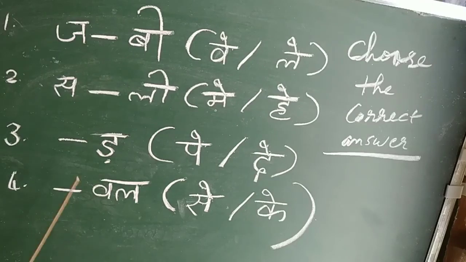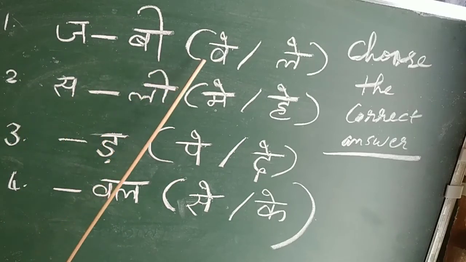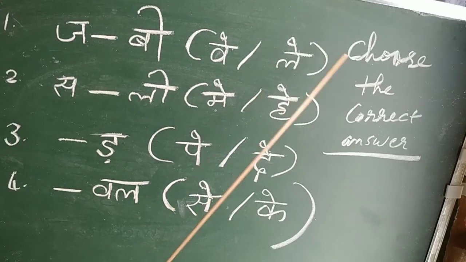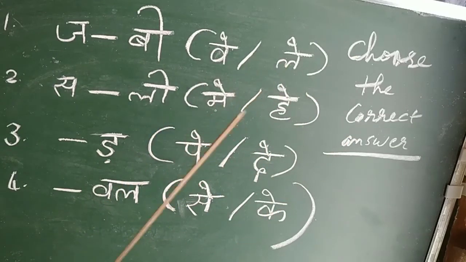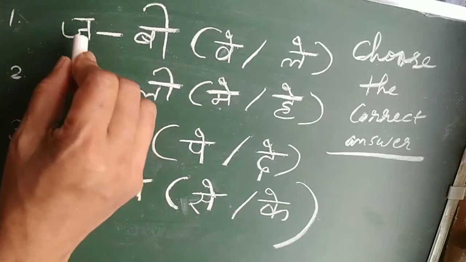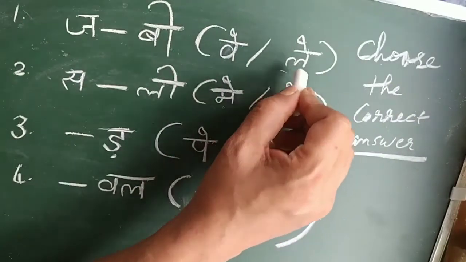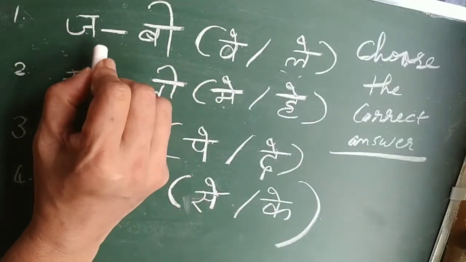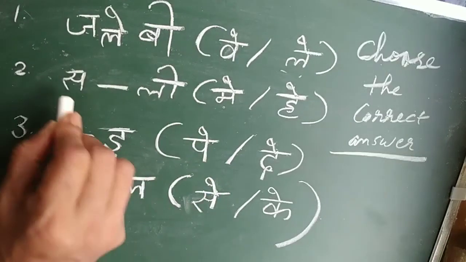See children, this is another type of question from this part. Ja dash B. The answer is given in the bracket. Choose the correct answer, Ve and le. Choose the right letter from the bracket. Jawebi, Jalebi. La is the correct answer. So, Jalebi. Okay, then next one.